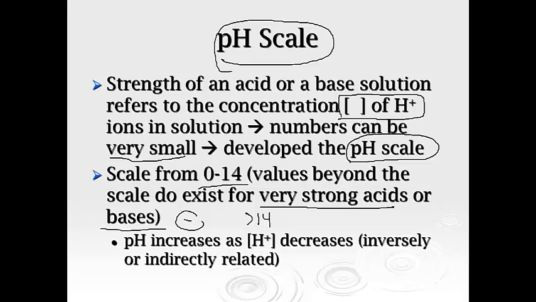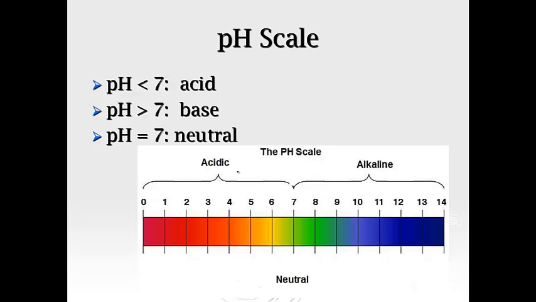And one thing to note is that pH and hydrogen ion are inversely related. So the higher your hydrogen ion concentration is, actually the lower your pH is. And that has to do with the math and the whole log-based scale setup, but that is going to be an inverse relationship. It's a very frequently confused term for people.